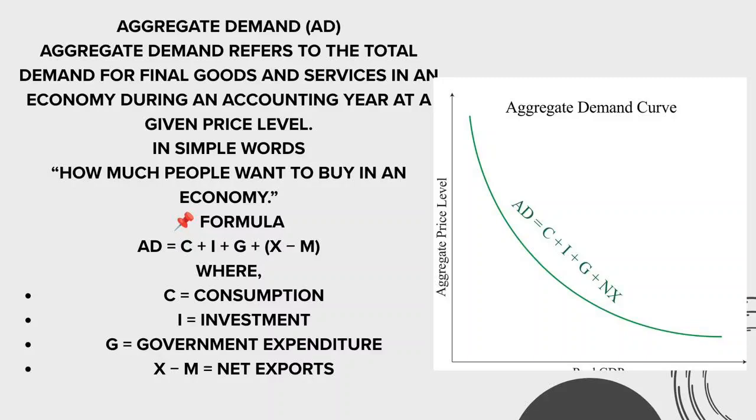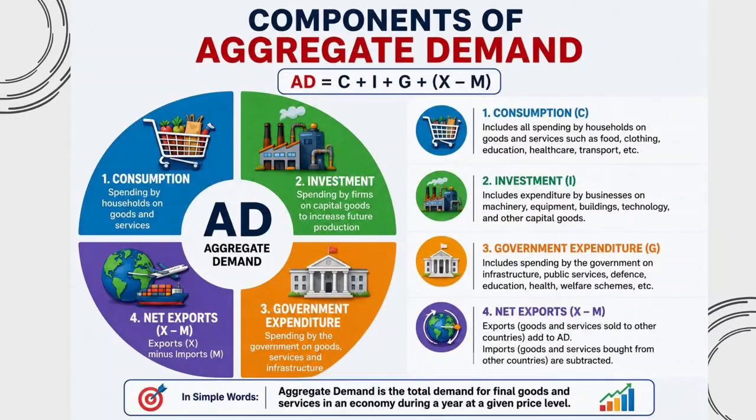Now what does this total demand come from? It comes from four sectors of the economy. The first is consumption. That is, households spend money on goods, clothes, education, healthcare, transport, entertainment. This is usually the largest component of aggregate demand. The second is investment. Businesses purchase machinery, build factories, buy equipment, and invest in technology. These expenditures increase production capacity.